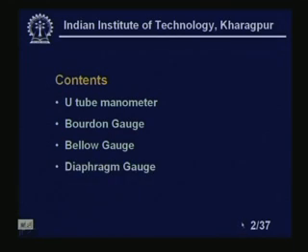Then we will discuss the diaphragm gauge. It is a very important instrument. It has a direct electrical output, so it is widely used for pressure measurements. We will discuss the diaphragm gauge. Also, we will discuss the semiconductor diaphragm gauge to some extent.